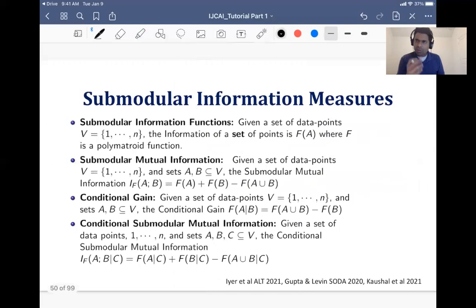This motivated us, as well as several others, to study what we exactly mean by submodular information functions. You can define a standard information function, or a submodular function, as the function f of A. Now you can define submodular mutual information between two subsets A and B as I_f of A comma B equals f of A plus f of B minus f of A union B. Then you can study the conditional gain, which is f of A given B equals f of A union B minus f of B. And finally the conditional submodular mutual information, I_f of A comma B given C, which is f of A given C plus f of B given C minus f of A union B given C.